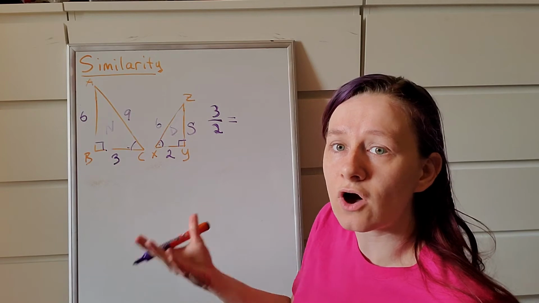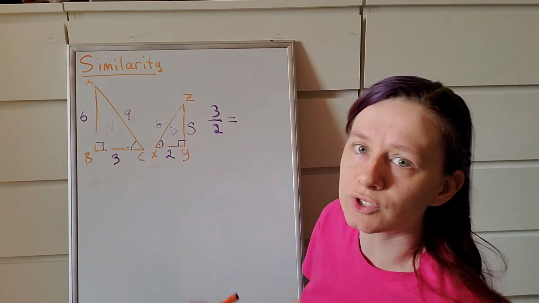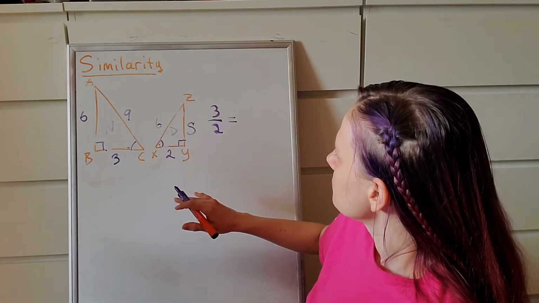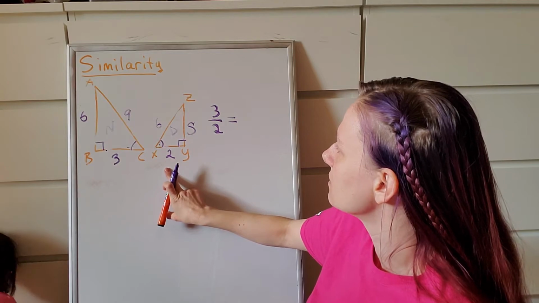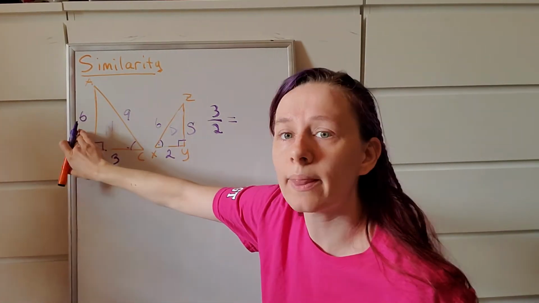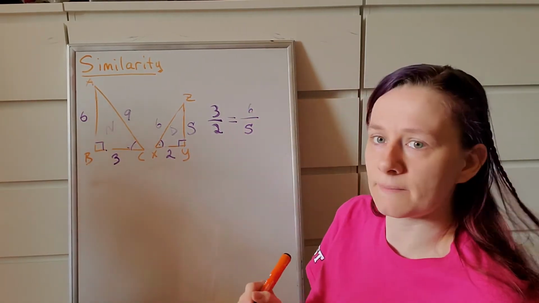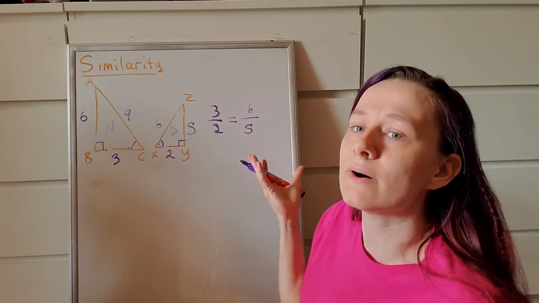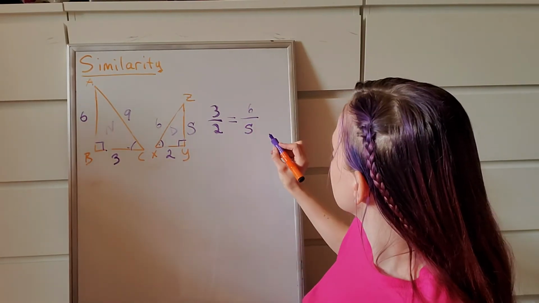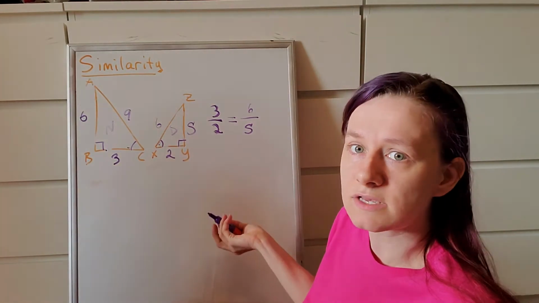I already know that they are similar, so I know that any pair of sides has to be equal to any other pair of sides as a fraction. So 3 and 2 go together, and then obviously I need one that has S in it. So 6 is the one that goes with S, so it's going to be 6/S. And so now I have a proportion. I have two ratios that are equal to each other.